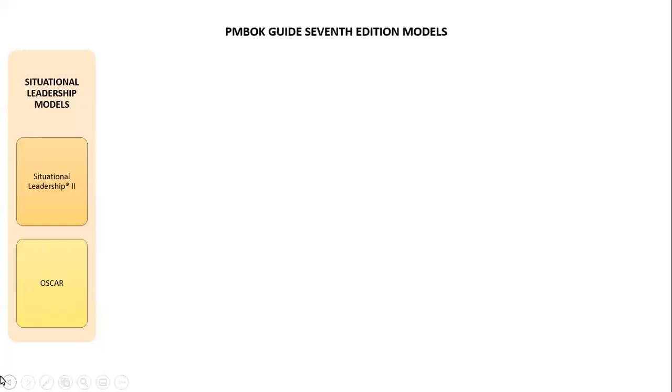And let's go to the Oscar model. The Oscar model is a coaching and mentoring model, and it has 5 contributing factors: outcome, situation, choices or consequences, actions, and review. It helps individuals adapt their coaching or leadership styles to support individuals who have an action plan for personal development. And those are the 5 contributing factors.